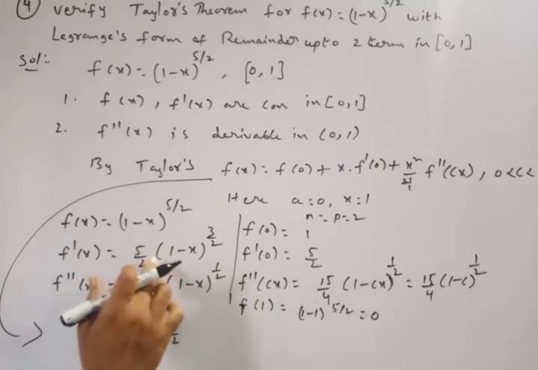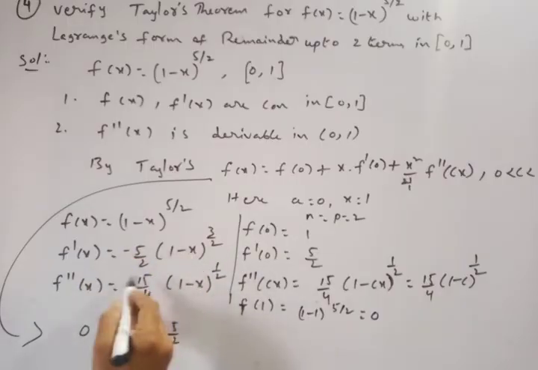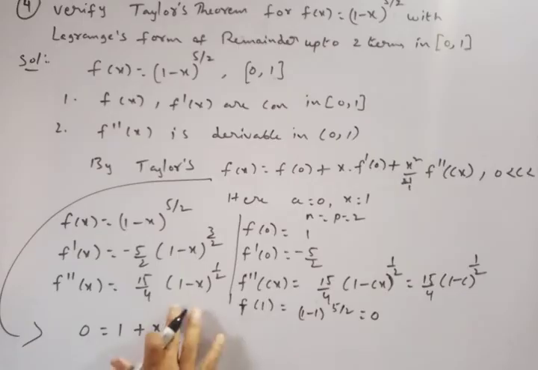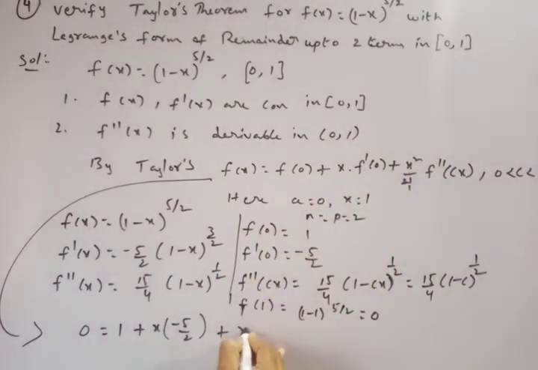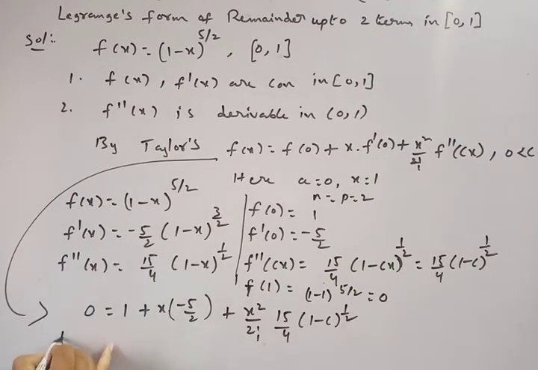f dash of x is what? 5 by 2. Again chain rule differentiation of x we have to do, no? So minus 1, minus into minus, plus. So we'll get here minus 5 by 2. So I'll get here 1 minus 5 by 2 plus x square by 2 factorial f double dash of x, how much I got? 15 by 4, (1 minus c) whole power 1 by 2. Up to 2 terms he says, correct. Now what is x value here? x is 1, right? So let x is equal to 1.